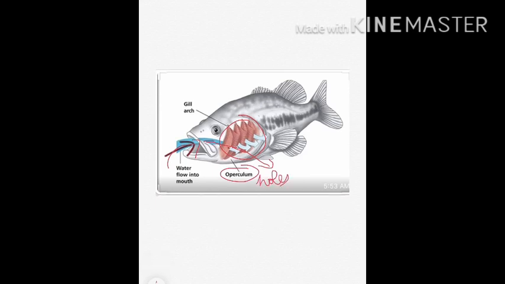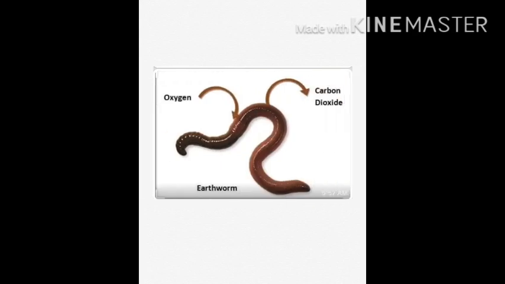You can see this earthworm also. It breathes through its moist skin. Oxygen is taken in through this moist skin and carbon dioxide is given out.